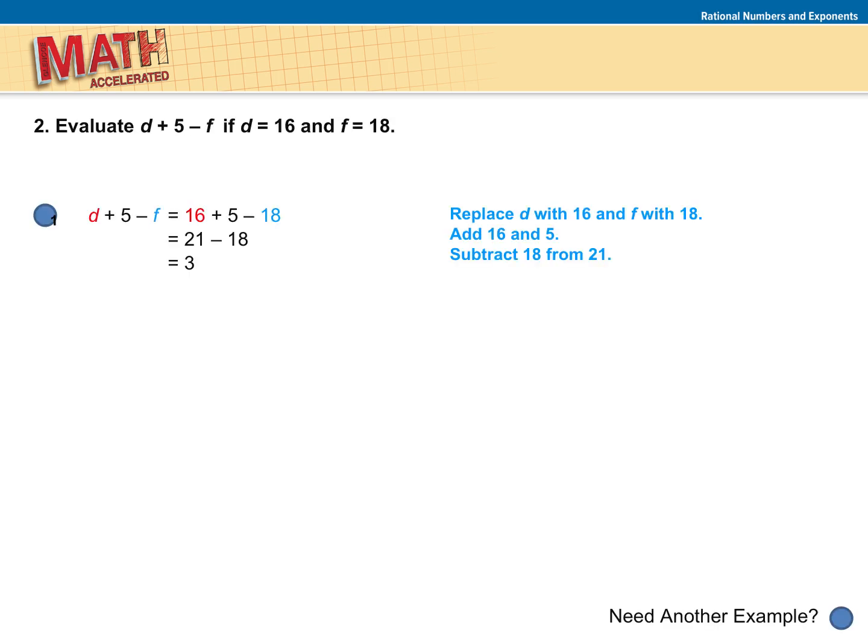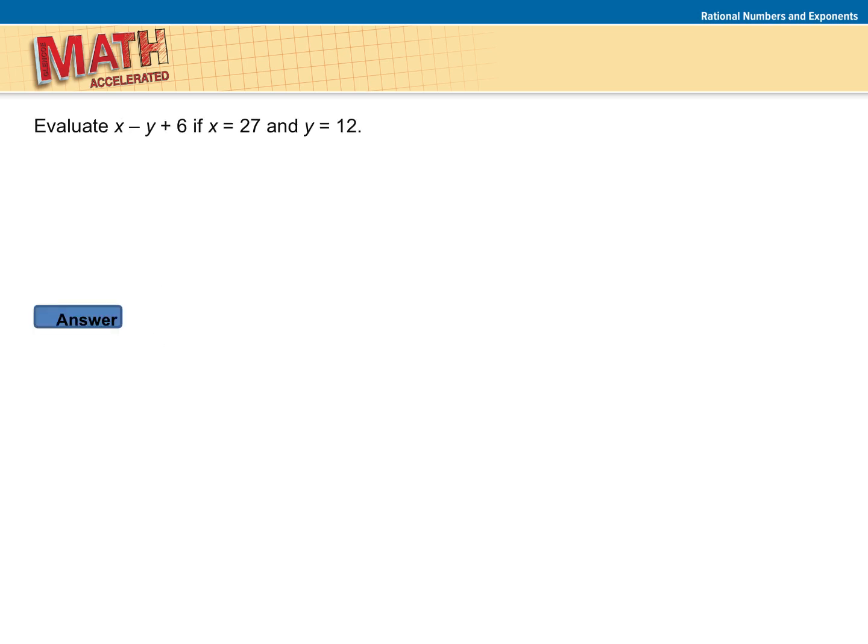Now we are going to get into substitution. We have seen this before, correct? We've seen this a couple times. Here, if we have d plus 5 minus f, d equals 16, f equals 18, we substituted 16 for d plus 5, and then we substituted 18 for f. We got minus 18, and they ended up getting 3. I want you guys to go ahead and try this one.